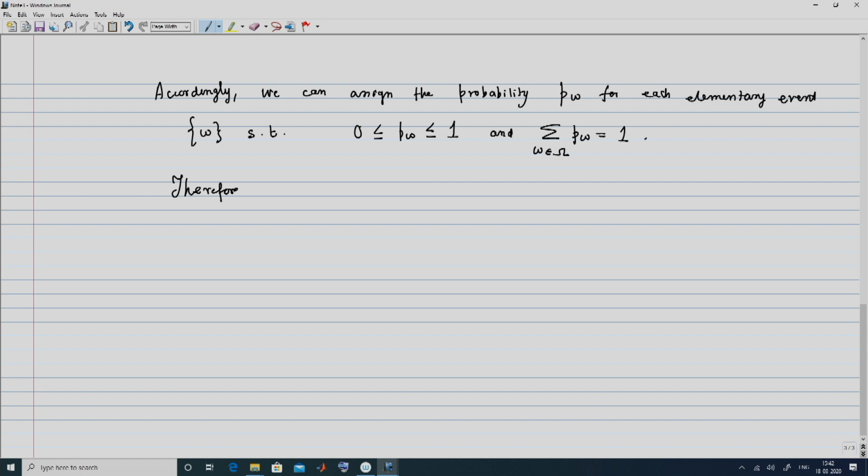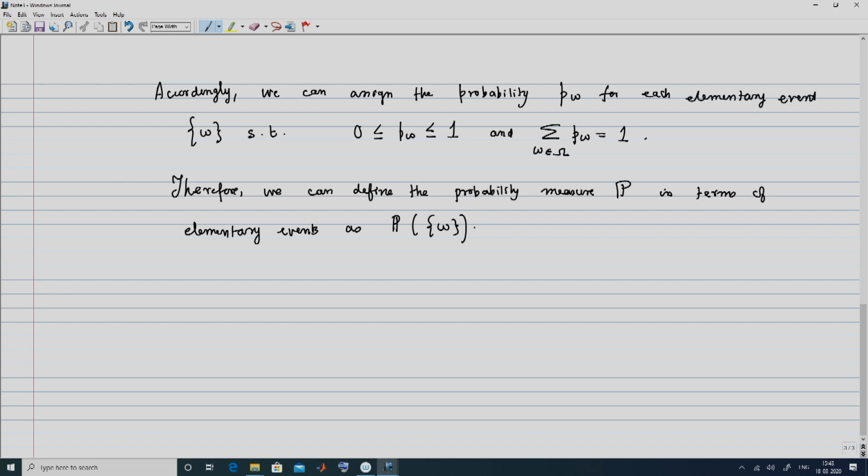So, once we have both these things set up, the probability measure and the probability of an elementary event, we can define the probability measure P, which we have already introduced along with the 3 properties. We will define the probability measure P in terms of elementary events as the probability of the elementary event little omega, this is P subscript omega that we have already introduced.